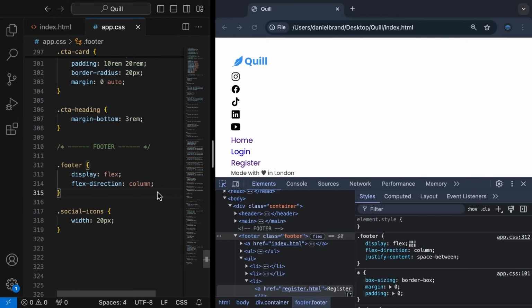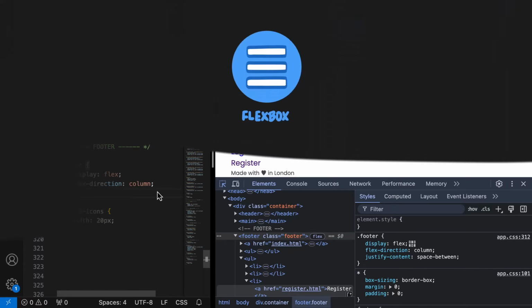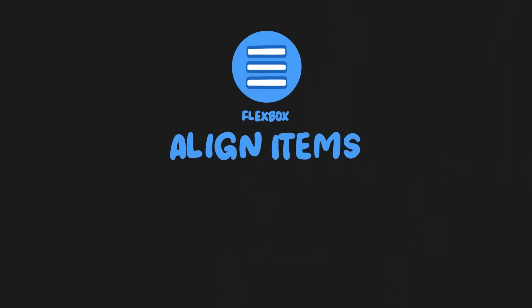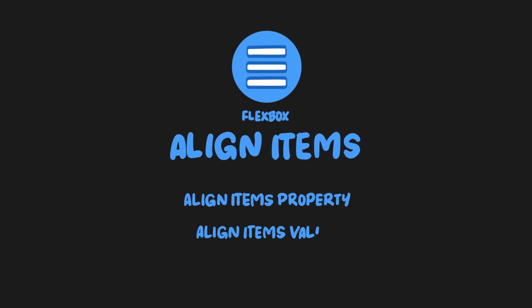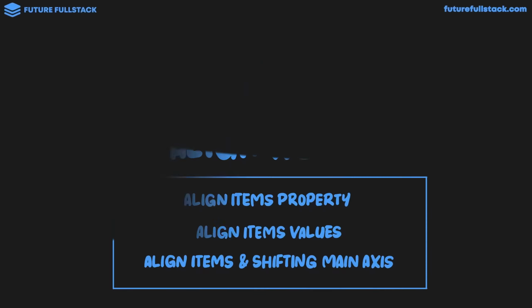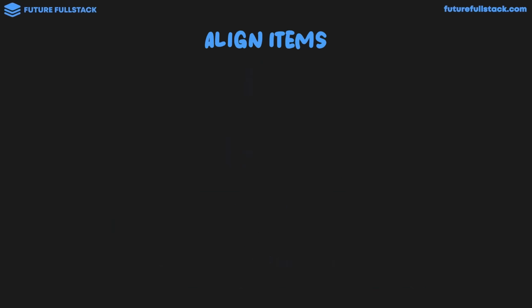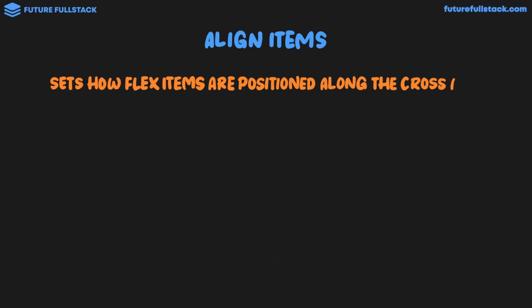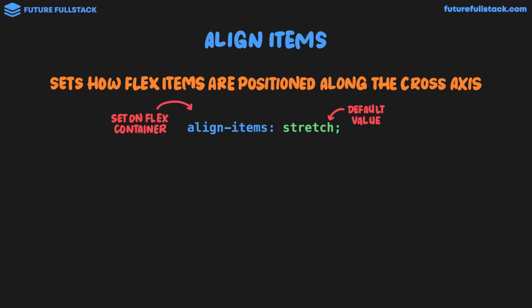So we've learned about alignment and spacing along the main axis. Now it's time to learn about alignment and spacing along the cross axis with align items. We'll be discussing the align items property, align items values, and align items and shifting the main axis. So what is align items? Align items sets how flex items are positioned along the cross axis. The CSS property looks like this, align-items with a value like stretch. Just like justify content, align items is also set on the flex container, and the value stretch is the default value. And we'll be looking at all the values soon.